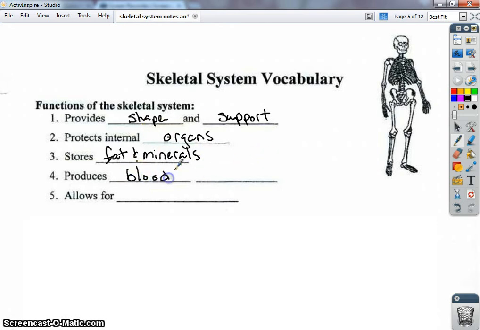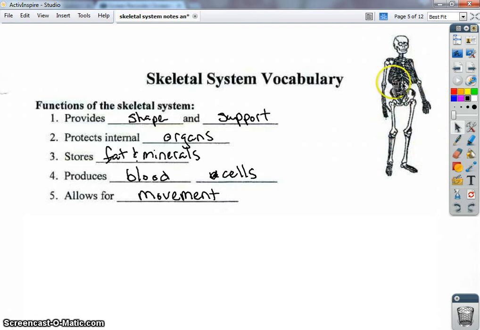Your bones are also responsible for producing your different blood cells. Okay, so we'll talk about blood cells as well. And without the skeletal system, you wouldn't be able to move. So this allows for movement as well. Alright, so those are your main functions. You will have to know these. So these are the 5.